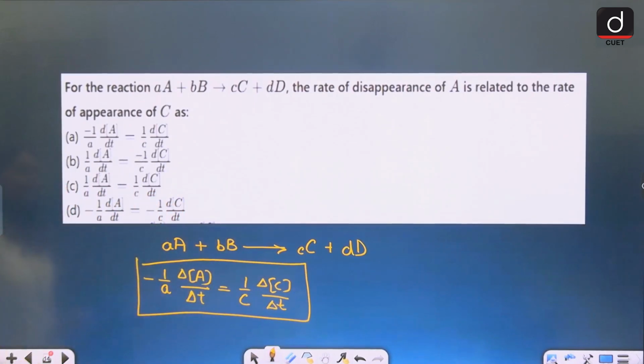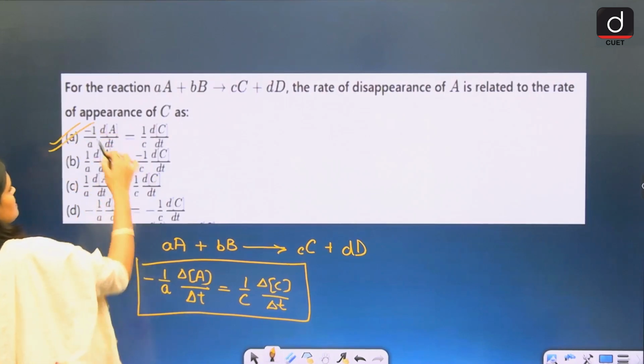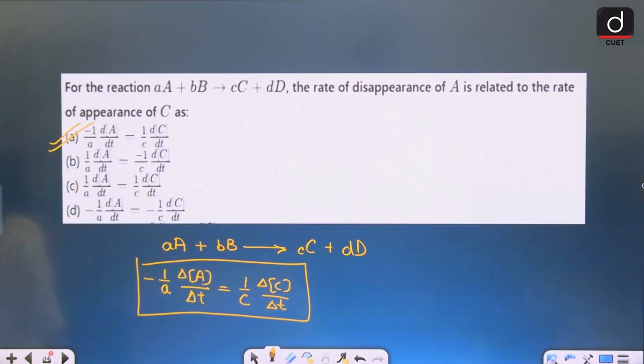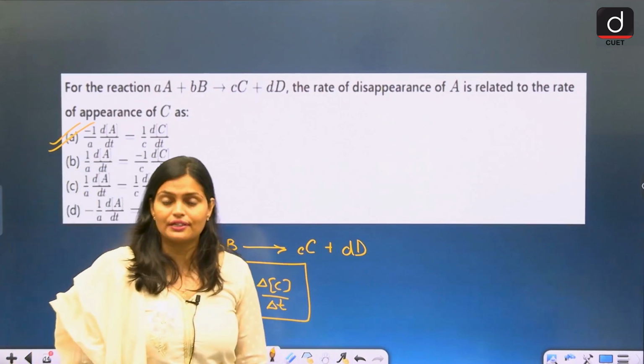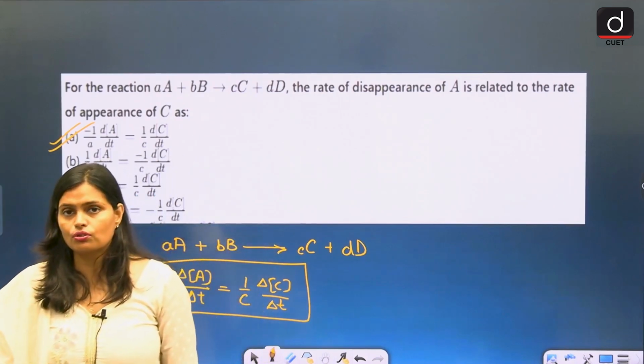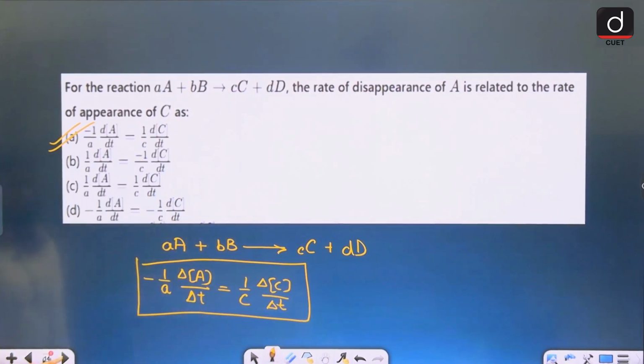So here the correct option is what? See here, 1 by a minus delta A by delta t equals 1 by c delta C by delta t. So this is your correct option. Okay, so like this you have to practice a few questions. Once you practice all those questions, you are able to solve the answers.